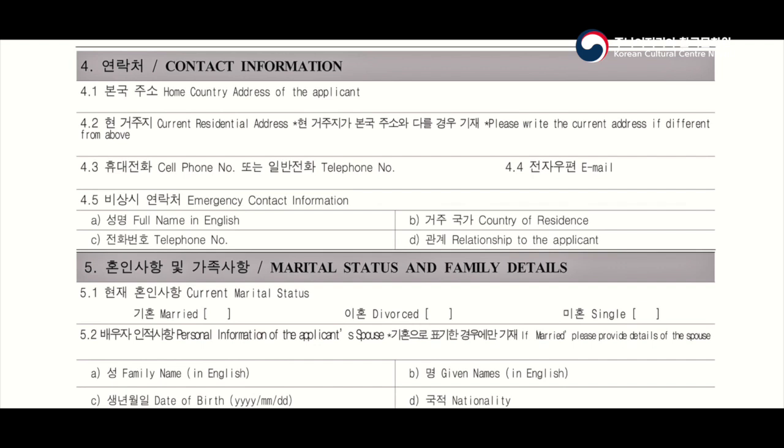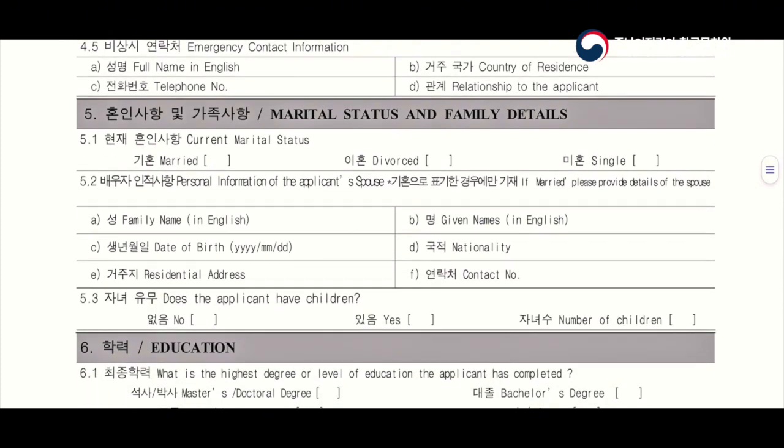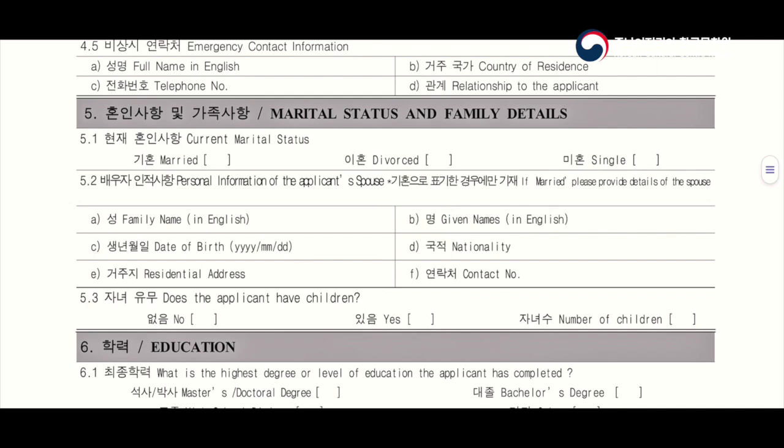You have to provide the person's full name, phone number, the country of residence, and the relationship you have with the applicant. And also, the next step is the marital status and family details. You have to indicate if you're married, divorced, or single. If you're married, you have to provide information of your spouse, like the family name, given name, date of birth, nationality, address, phone number. And if you have children, you have to also indicate how many children you have. But if you don't have children, then you can tick no, and that is it for the contact information.